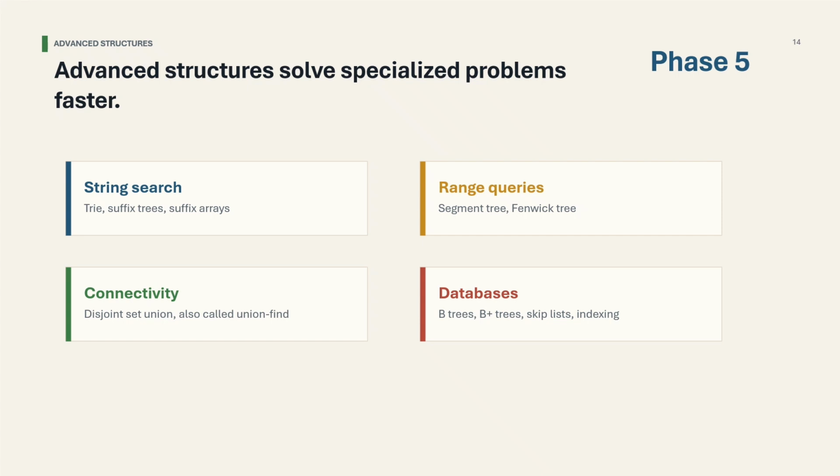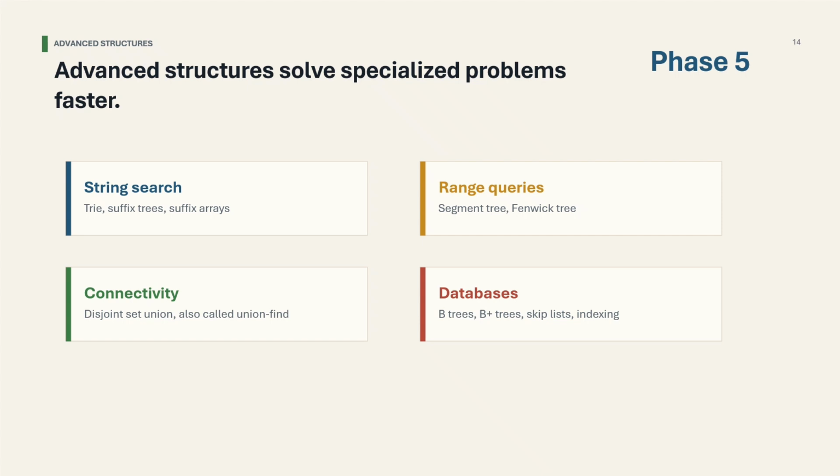Then learn disjoint set, also called union find. It is used to manage connected components. It is very important in graph problems, especially Kruskal's algorithm. Then come suffix trees and suffix arrays. These are advanced string data structures used for pattern matching and substring problems.